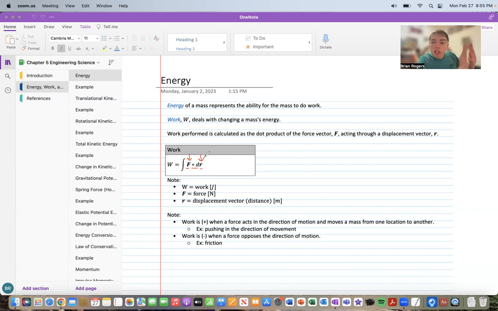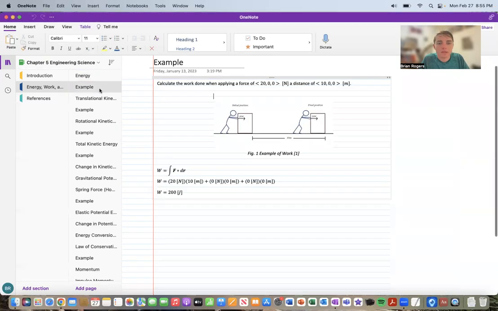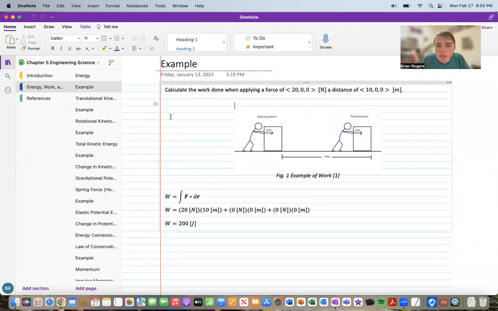So if I'm pushing in the direction of movement, then that is going to be positive work. But if the force opposes the direction of motion, so say that we have a box that's moving, but the force is opposing it, that's going to be negative work. So if force and the displacement vector are in the same direction, we're going to have positive work. But if they have opposite directions, it's going to be negative work because the force is acting in the opposite direction. Okay, so let's look at an example here.